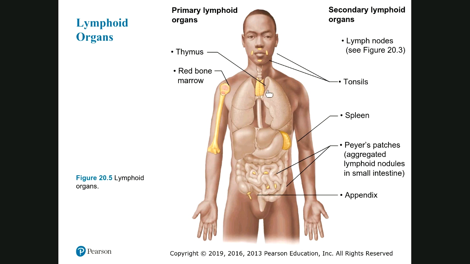Your secondary lymphoid organs are where mature lymphocytes first encounter their antigens and are activated to elicit an immune response. They include the lymph nodes, the spleen, our mucosa-associated lymphoid tissue, which will include our Peyer's patches in our small intestine, our appendix, and our tonsils. Although all lymphoid organs help protect the body, it is only the lymph nodes that cleanse the lymph.